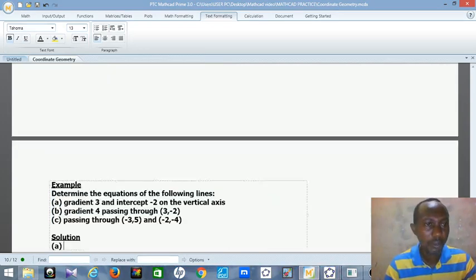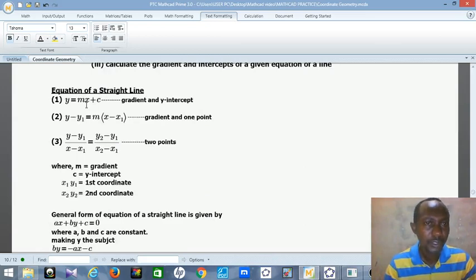Use the number 1 equation here. So use this number 1. And so this number 1, gradient is given, y-intercept is given. Now to find the equation of the straight line, use this formula directly. Gradient is m, y-intercept is c. Substitute in the formula and that is the answer. There's nothing to solve. So it's a very simple one.